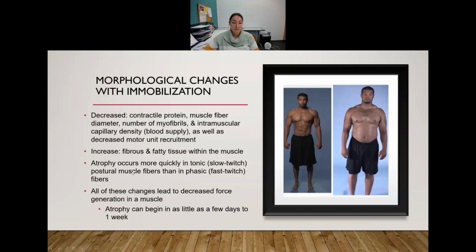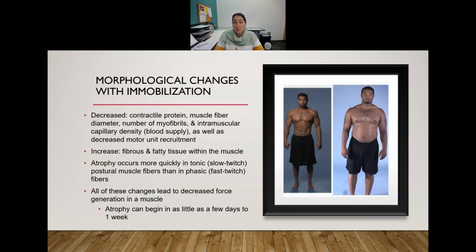Atrophy occurs more quickly in tonic or slow twitch muscles, postural muscles, than in phasic or fast twitch muscles. Okay, so one way that I think about this, your slow twitch, your tonic, are your postural muscles. So they're basically on all the time.